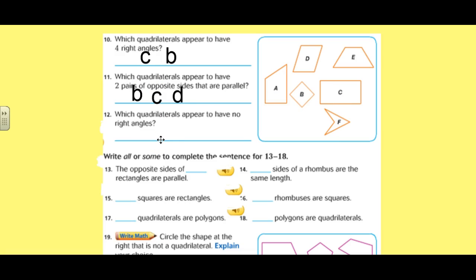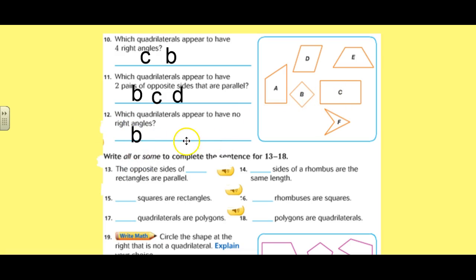It says, which quadrilaterals appear to have no right angles, meaning on any of the angles, none of them are right angles. You can see right here on shape A that this side right here and then this side right here where they meet would make a right angle. This shape actually has 2 right angles. Shape B, we said, was a square turned sideways, and we know that a square has 4 right angles, so we can put shape B.